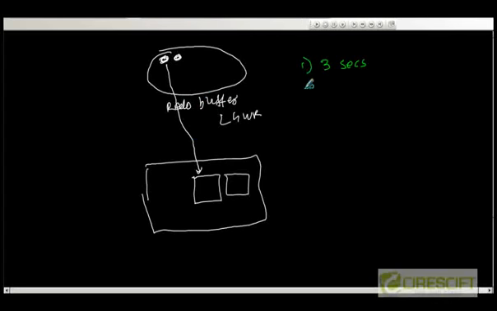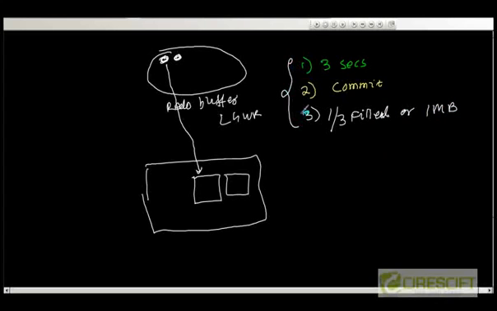Number 2 is that whenever somebody does a commit, when a commit happens, log writer is going to write from the redo buffer, basically everything from the buffer, to the online redo log. And the final thing, number 3, is when this redo buffer is 1/3 filled or 1 MB filled, whichever is faster. So under these 3 circumstances, log writer is going to write from the redo buffer to the online redo log file.